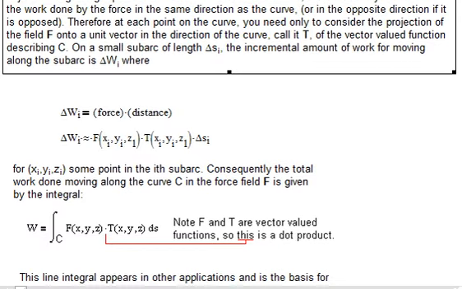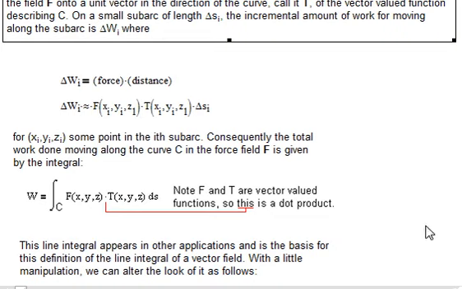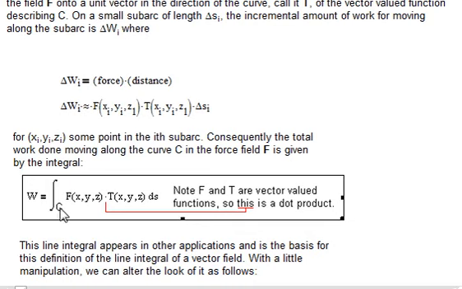So the total work done moving along a curve C in the force field F is given by the integral. Okay, here it is. Work done is the line integral along curve C of F of x, y, z, that's the force field itself, dotted with a unit vector in the direction that the thing is moving. So F and T are both vector valued functions, so this product is a dot product.